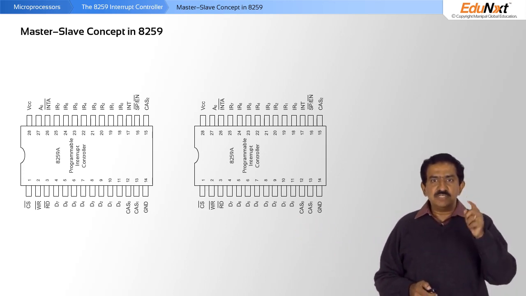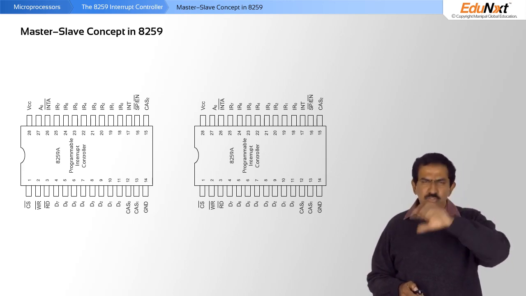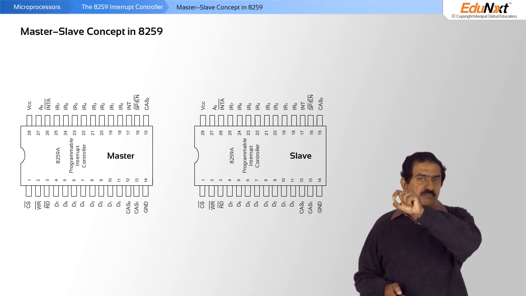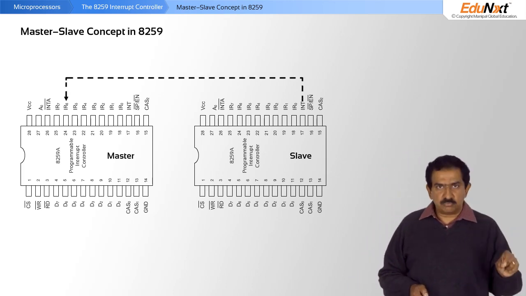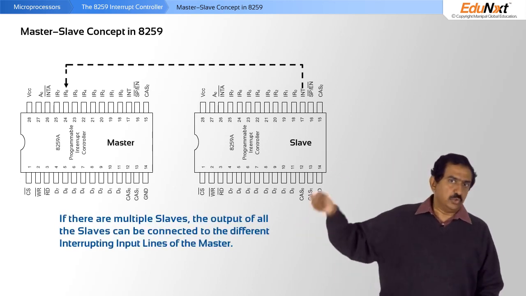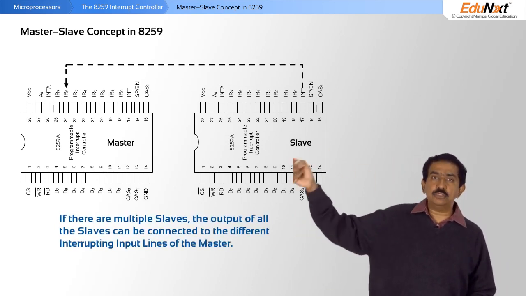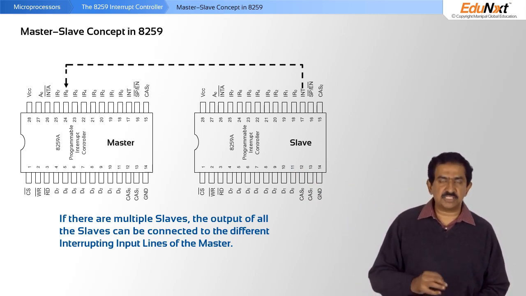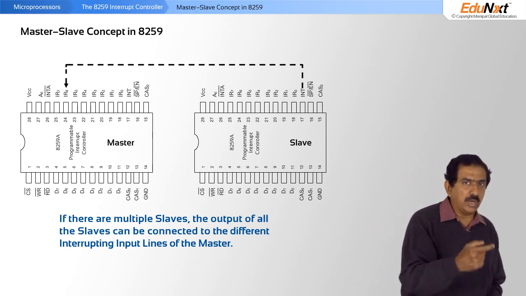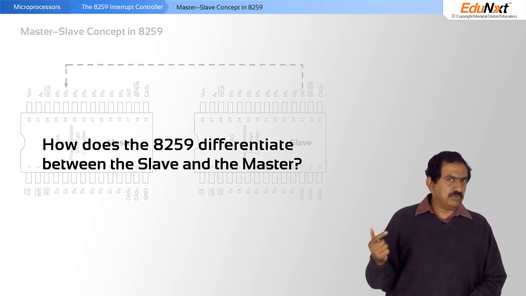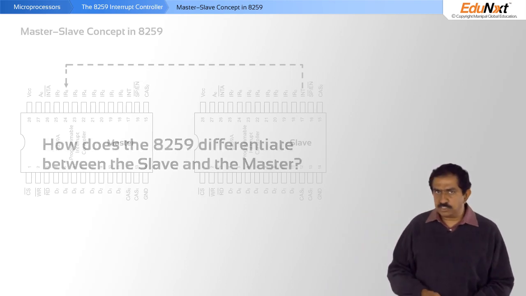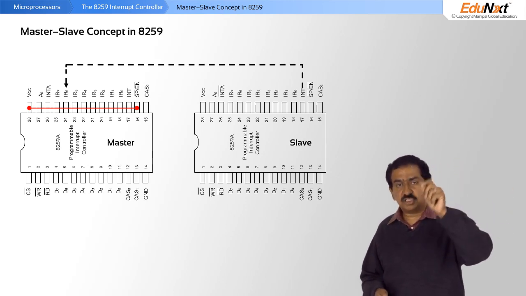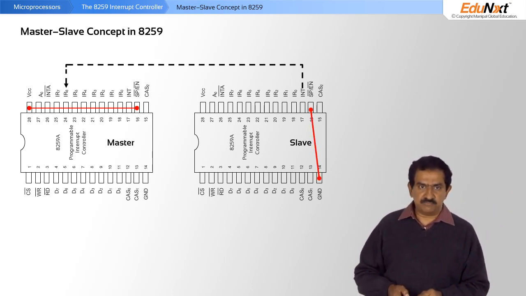So what happens is, first of all, let's assume one is the slave and the other is the master. You connect the output interrupt pin from the slave to one of the input pins of the master. And if you had multiple slaves, you would keep connecting the outputs of all those slaves to the different interrupting input lines of the 8259 master. That's why you can have 8 slaves and 1 master. How does the 8259 know whether it is a slave or a master? If the SP/EN bar pin is pulled to plus 5 volts, it is the master. If it is pulled to ground, it is the slave.